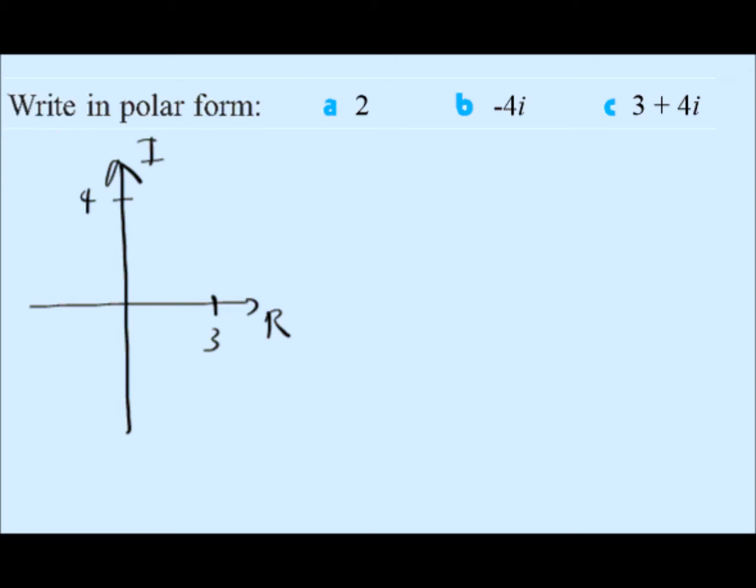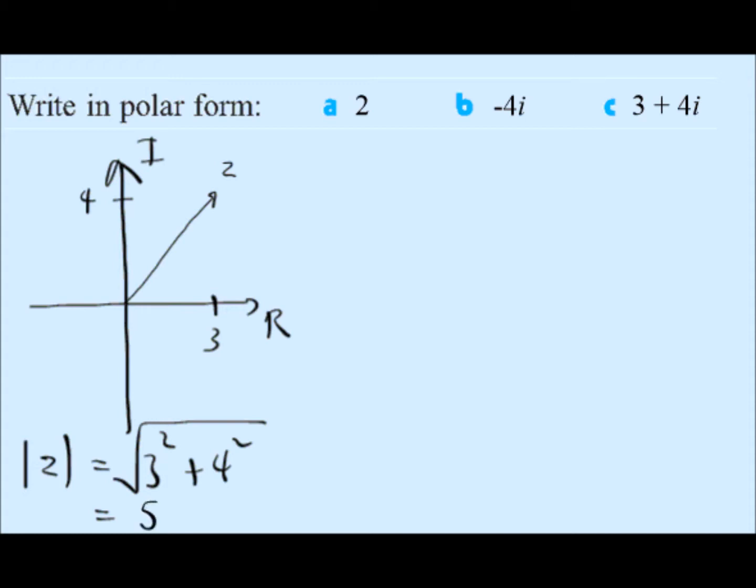Let's look at the third example. 3 plus 4i, so we have 3 on the real axis and 4 on the imaginary. There is our complex number z. To work out the length, or the mod of z, we would have 3 squared plus 4 squared and take the square root. In fact, it's a 3, 4, 5 triangle, so the length is equal to 5.